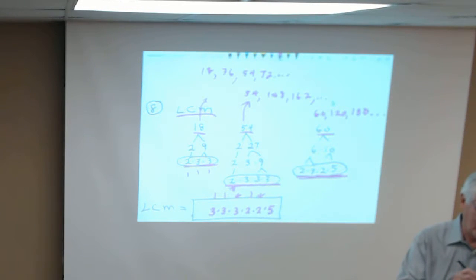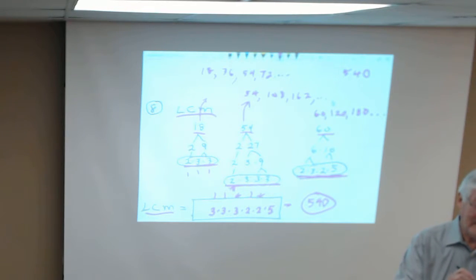Now, what is this number in the box? What's 3 times 3? 9. Times 3? 27 times 2? 54 times 10? 540. So do you understand the least common multiple? If I were to string all of these out, I would eventually get to 540.